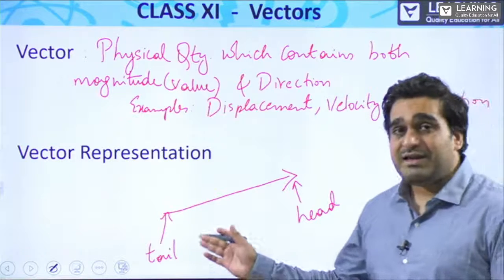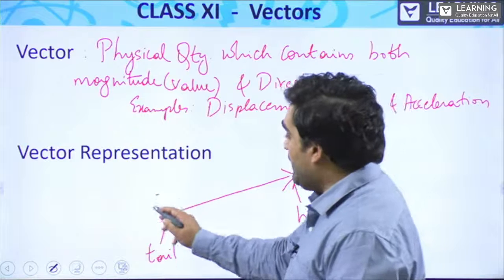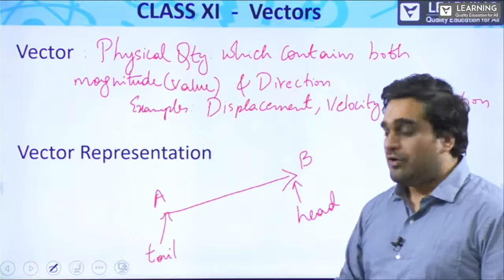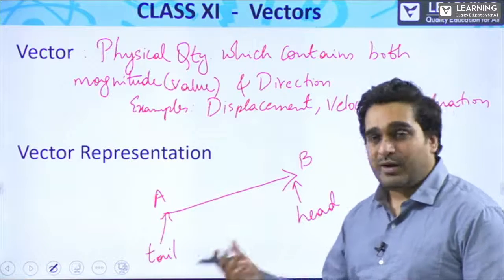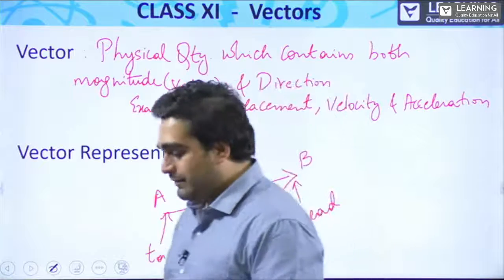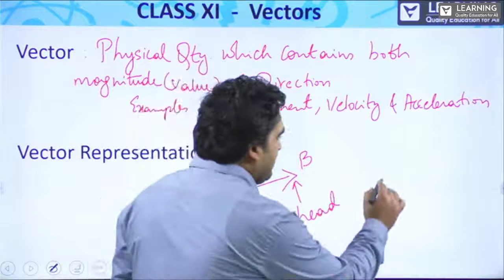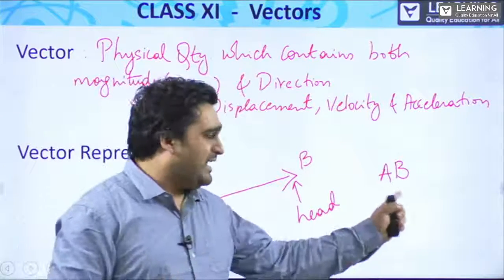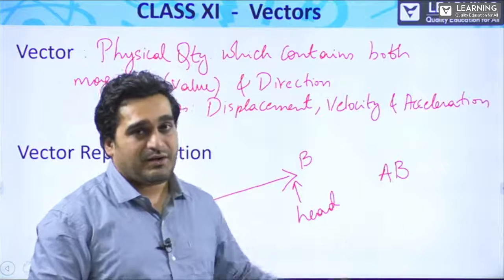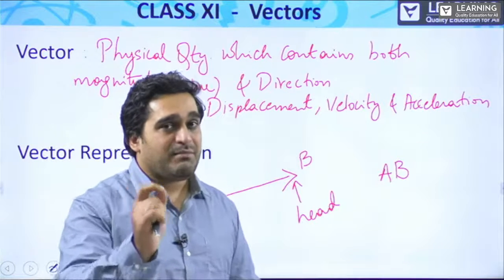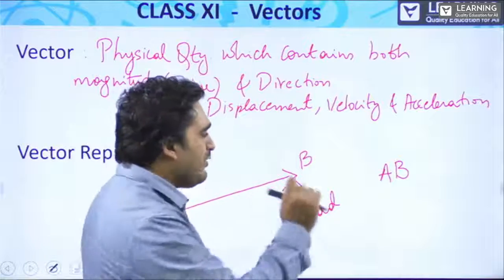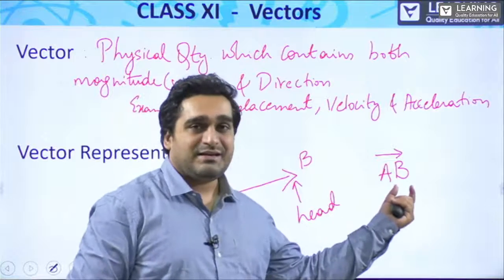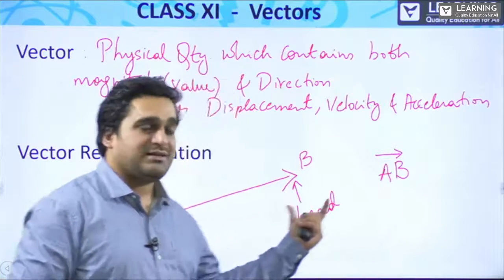This vector can be named by, let's call it A and B. So AB represents the vector. You can write it AB, which represents the vector, but this is an incomplete representation of a vector. When you name a vector, remember what we have to do? Draw an arrow overhead. So this completely defines that AB is a vector.